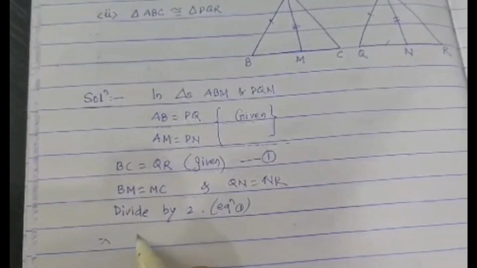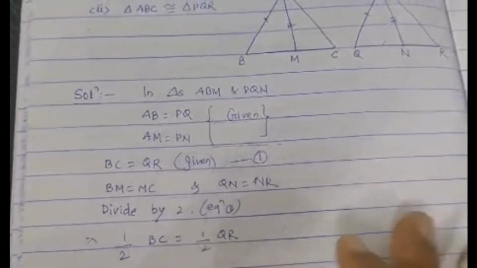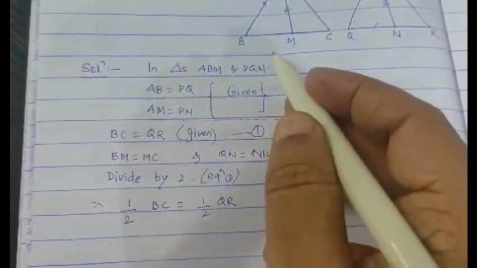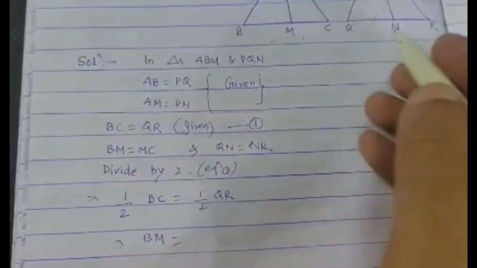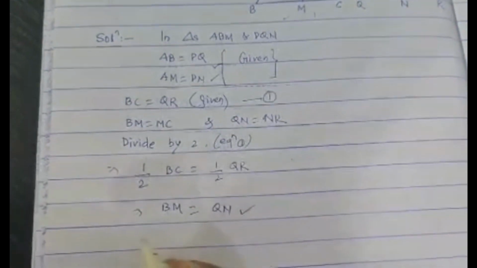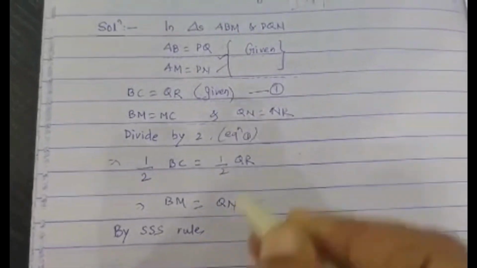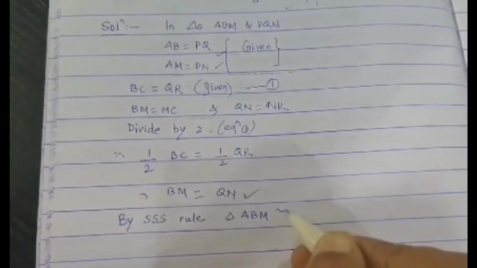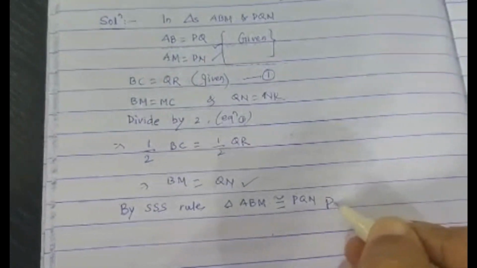So we will get half of BC is equal to half of QR. But half of BC is BM or MC, you can write. This implies BM is equal to QN. So these two sides are equal and the third side is also equal. So by SSS congruency, by SSS rule, we can say that triangle ABM is congruent to triangle PQN. Proved.